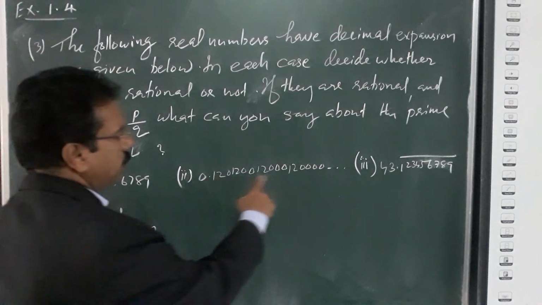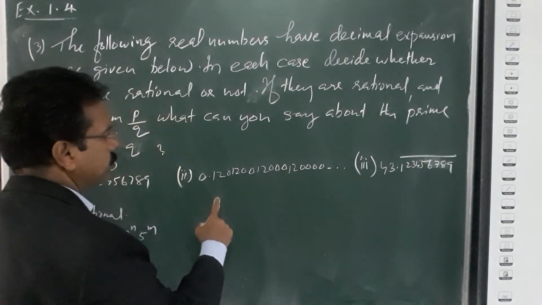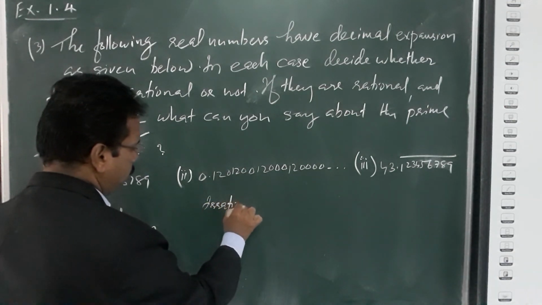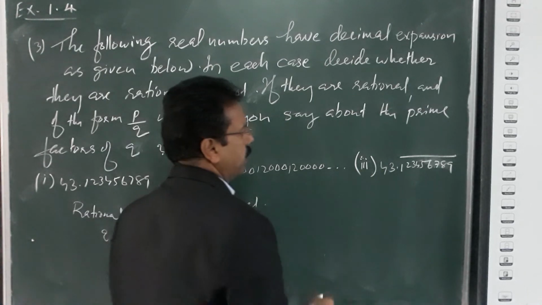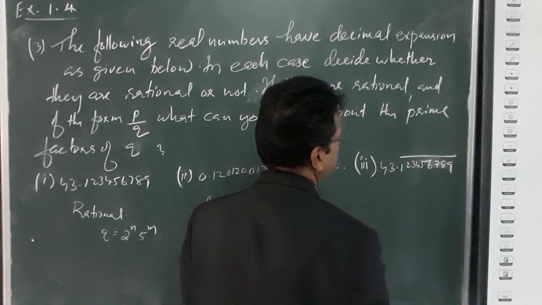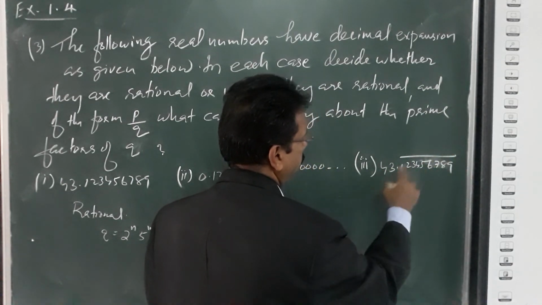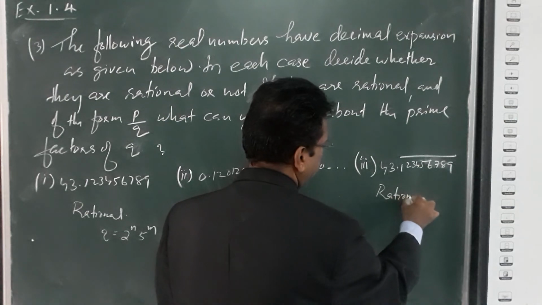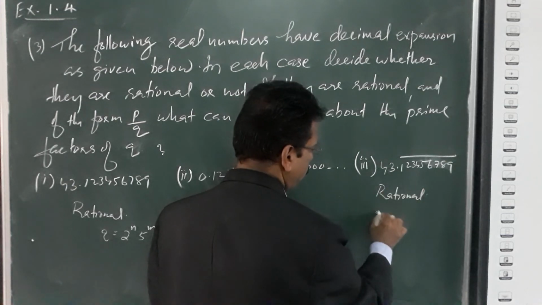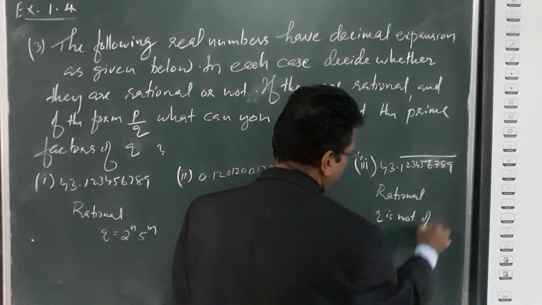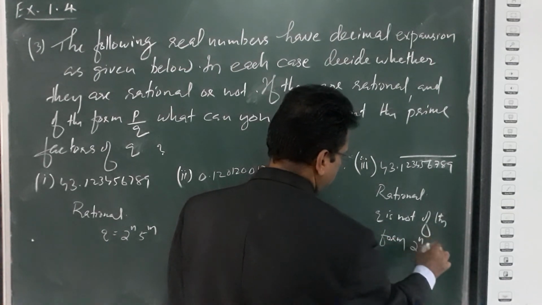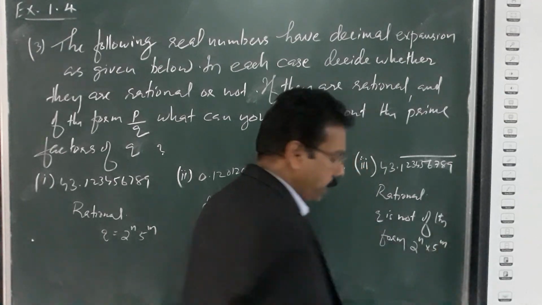And here it is non-terminating, non-recurring, so it is irrational. And the third one is rational but recurring, and 43 point, it is rational but recurring, which means q is not of the form 2 raised to n into 5 raised to m. Okay, thank you for hearing.